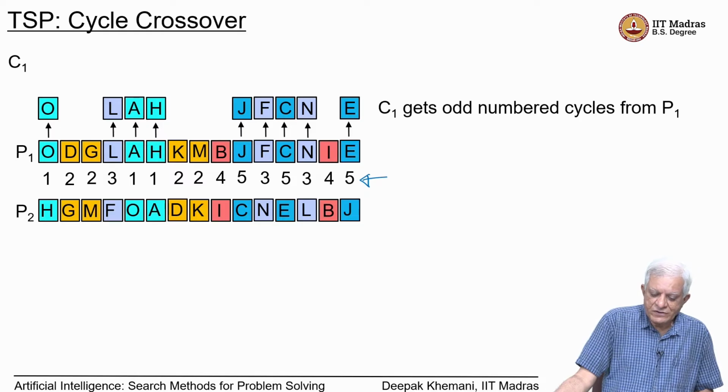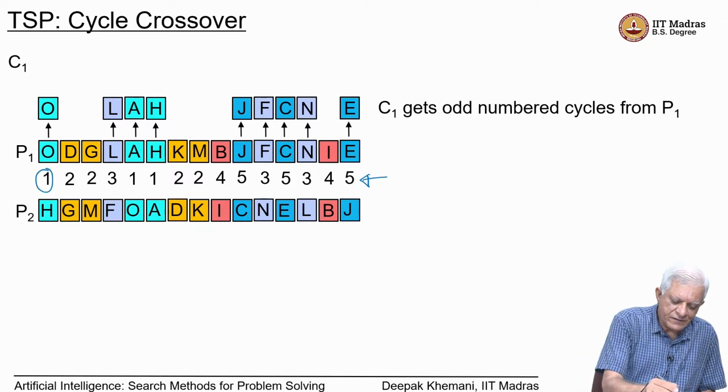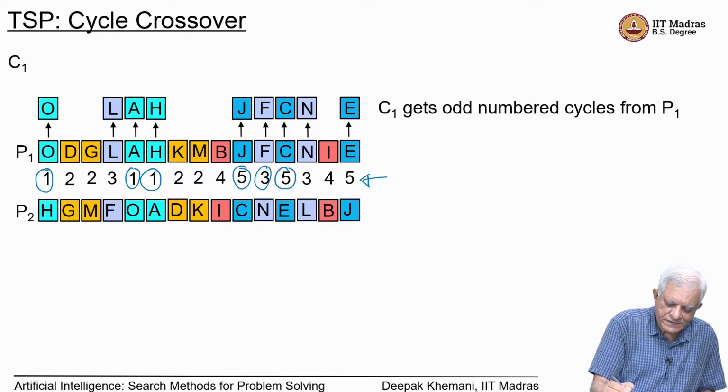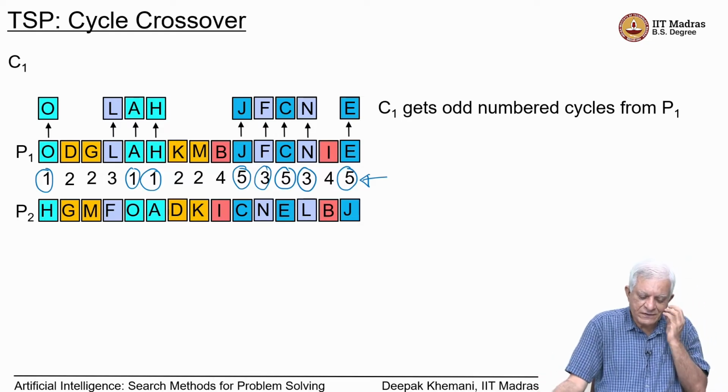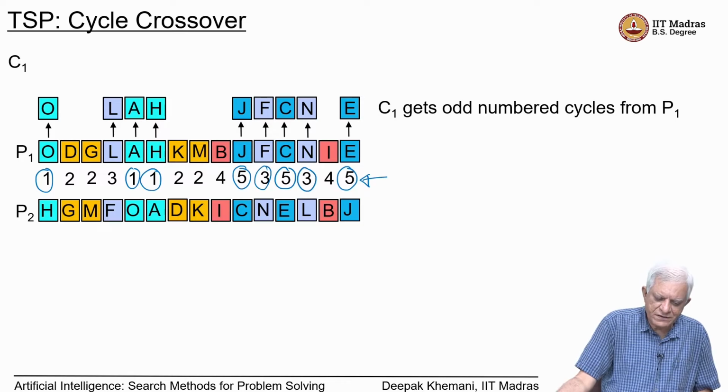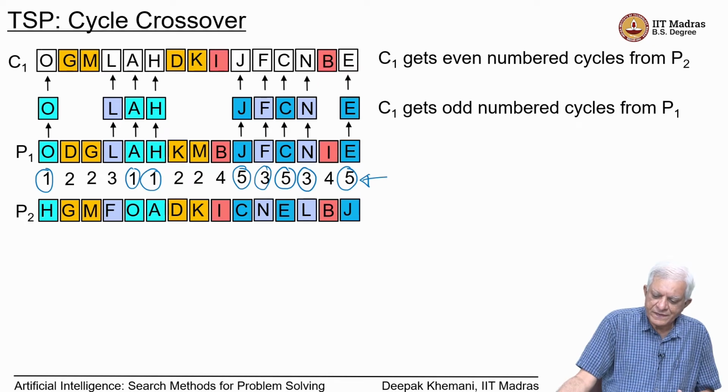Now, we produce the 2 children. The first child C1 gets the odd numbered cycles from P1. So, you can see what are the odd number cycles. We have 1 here. So, all these cities, whatever I have circled, have been copied from P1 into child 1, and the remaining cities are got from the second parent essentially. It gets the even numbered cycles from P2 essentially, which is shown on the top here. So, this is the process.